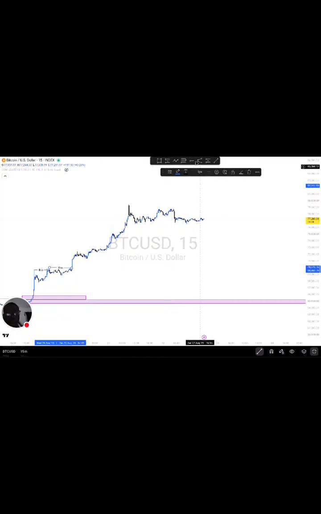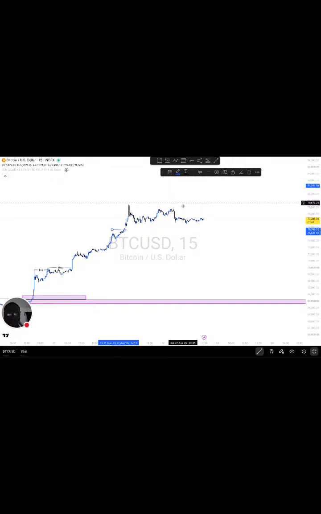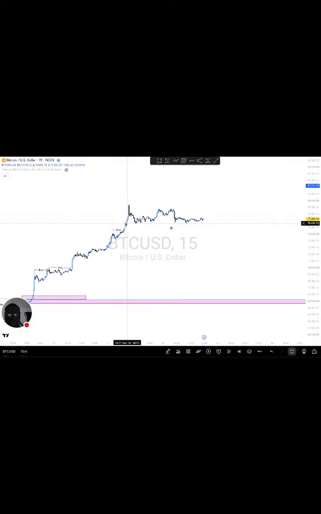So mapping it out, mapping every entrance out. Let's just ignore this area because it's very tiny. This is another break of structure. Market is in an uptrend, and there is a possibility that the market may reverse. This is another breaking of structure.